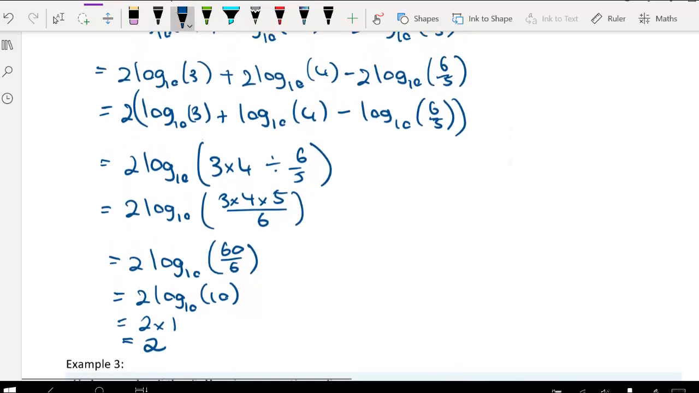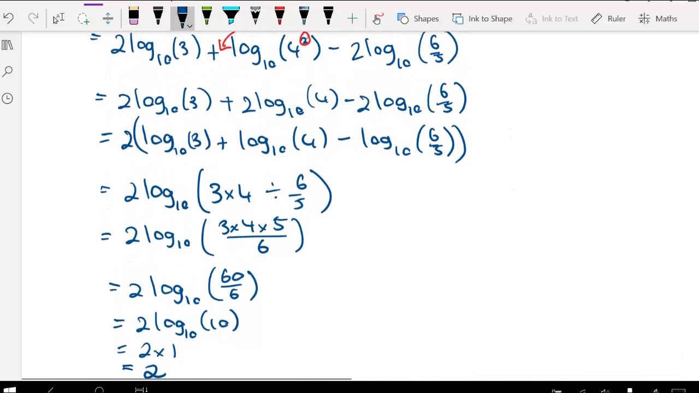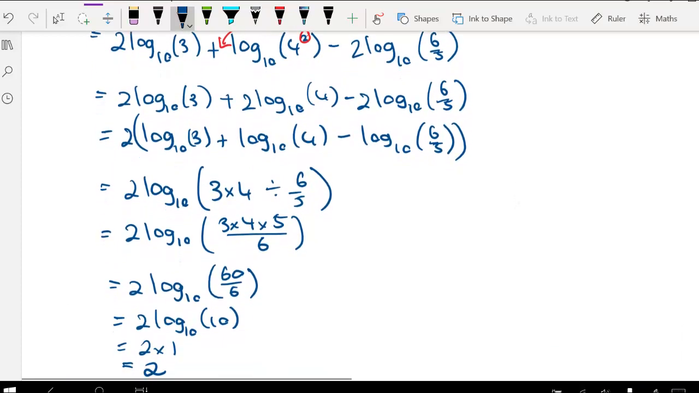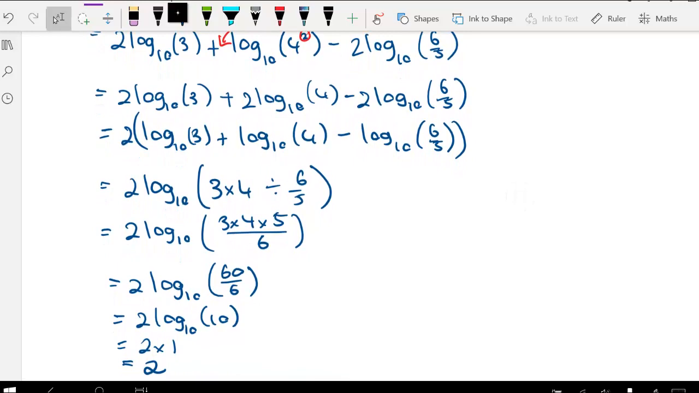Okay, so a bit of a lengthy process to simplify that down. You don't have to show all those steps, but in this explanation, I believe it was necessary to go through that.